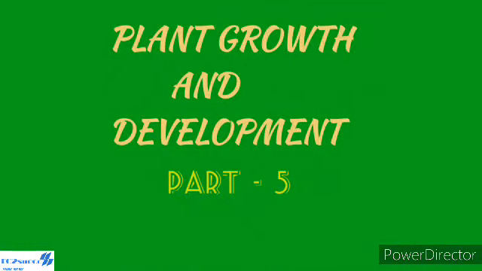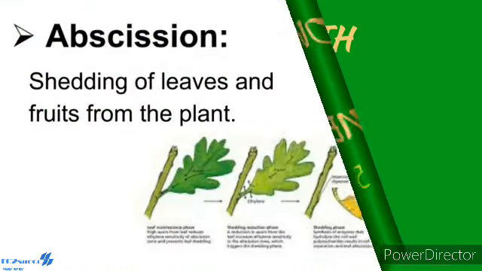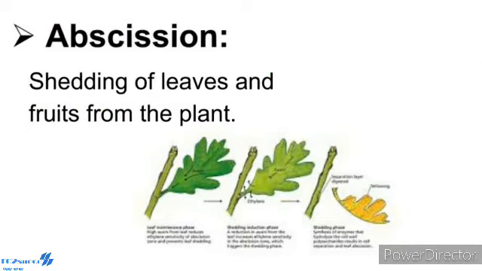NEET Biology, diagram based technical terms, 4 to 5. They are discussing the topic of plant growth and development. Important terms. Number 1, abscission. Abscission means shedding of leaves and fruits from the plant.